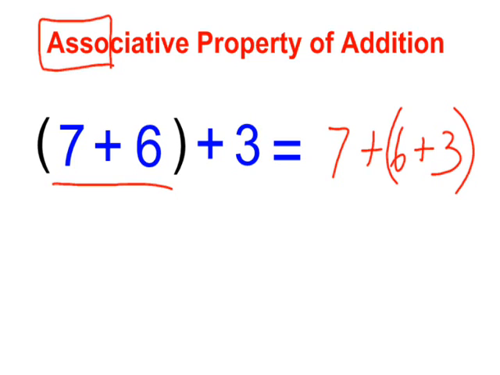And again, just to show you that it doesn't matter how you group them, you'll end up with the same sum. On this side, it's 13 plus 3 is 16. On the other side, it would be 9 plus 7 is also 16, so it doesn't matter.